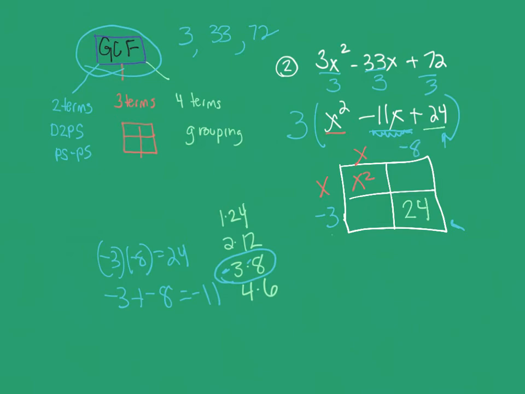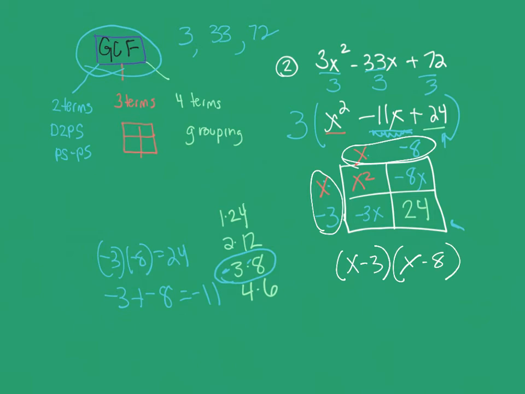If I multiply negative 3 times x, that'll be negative 3x. If I multiply x times negative 8, that'll be negative 8x. So when I go to check myself, my x squared, there it is. Add those together, negative 3 and negative 8, negative 11x, and there's my 24. So that tells me that I have found my factors. I'm ready to write my answer. This is x minus 3, and this is x minus 8.